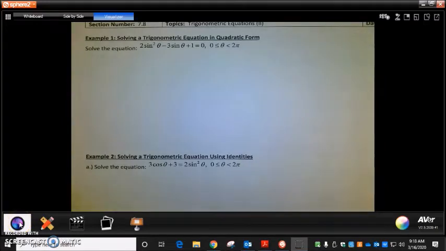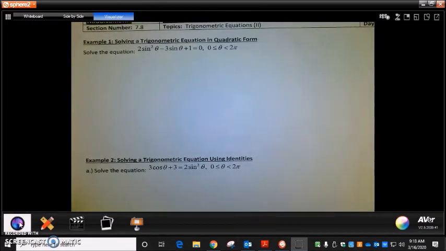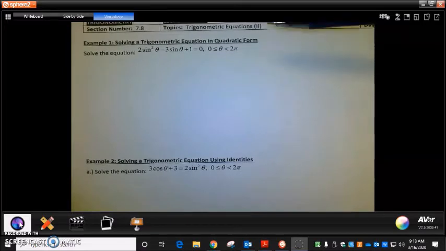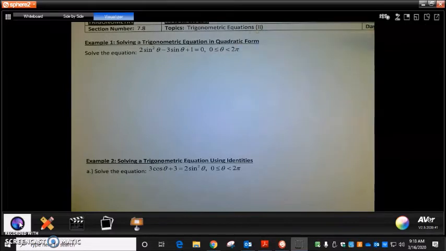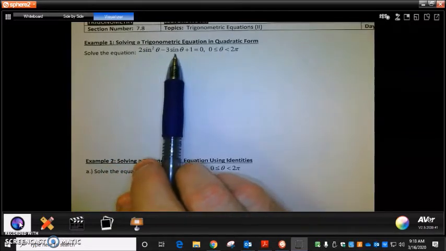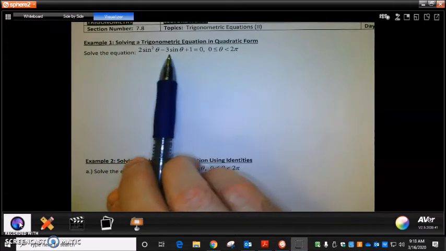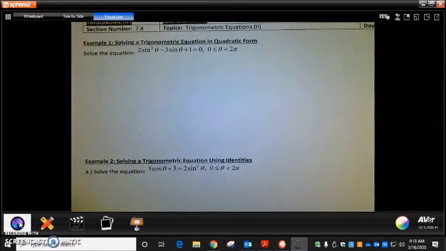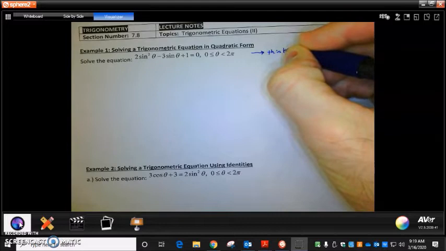Hi guys, today we're going to take a look at 7.8, which is still solving trig equations, but some of these are going to look a little bit more advanced, maybe a little bit more challenging than the 7.7 material. So, for example, if you look at number 1, it says solving a trig equation in quadratic form. Well, if you look at what we've got here, I've got a sine squared, then I've got just a plain sine, and then I've got a constant. So this looks like a quadratic equation. And actually the way to solve this is to think in terms of a quadratic.